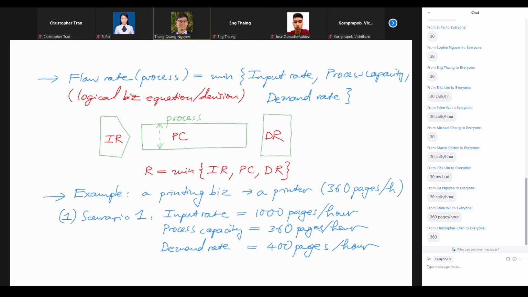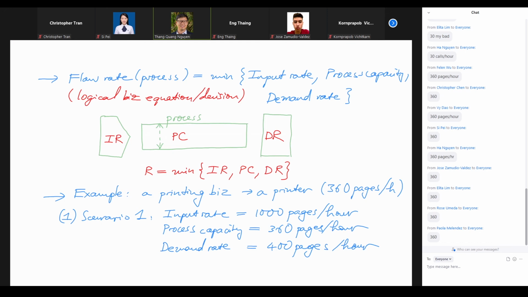Okay, so I have that from Dylan, from Christopher. All right, so as a manager, how many pages would you print out? And by the way, we call that a flow rate, right? How many pages are flowing through the printer or anything like that? All right, I'm very happy that everybody gets it correct.